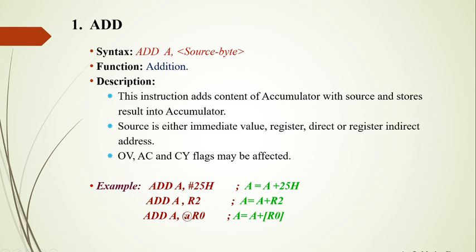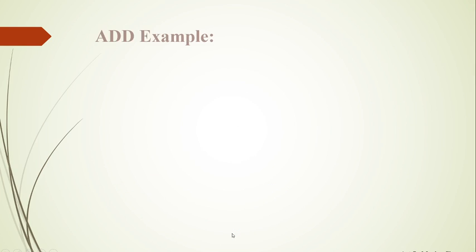Third example is ADD A, @R0. Here the @ sign indicates that R0 is used as a pointer. So the content of the memory location to which R0 is pointing gets added with the content of the accumulator and the result is stored into the accumulator. Next example is ADD A, 40H. No hash sign preceding 40H indicates that this is a direct address. So the content of this memory location gets added with the content of the accumulator and the result is stored into the accumulator.